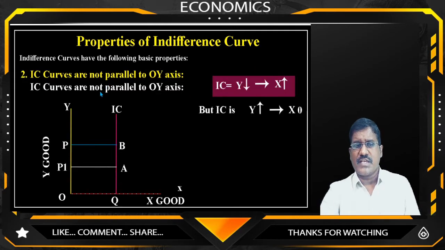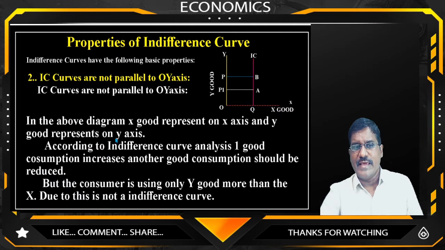Then you observe the second one. IC curves are not parallel to the OX axis. In the same manner, IC curves are not parallel to the OX axis. See here, in an IC curve, when the Y good decreases, the X good increases. This is needed. But here Y increases, X is zero. What happened? See here, let me analyze.